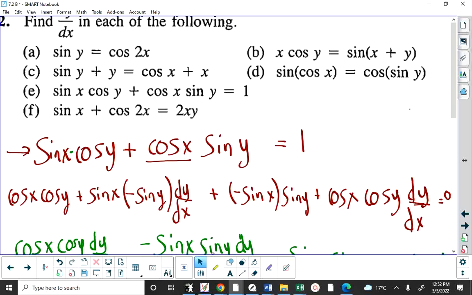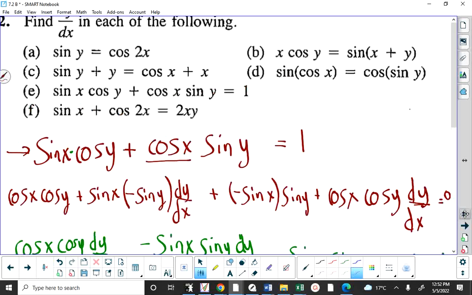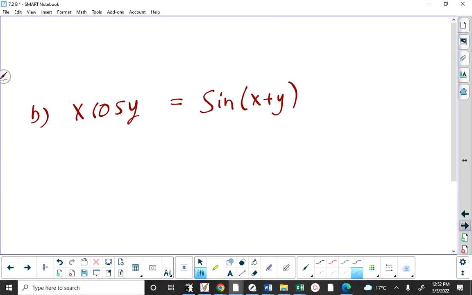Farhan? B? Mm-hmm. So x cos y equals sine of x plus y. So when I differentiate the left-hand side here, Farhan, I'm going to have to use the product rule because I have x multiplied by something. The derivative of x is 1 multiplied by the second, which is cosine of y, plus the first, which is x, multiplied by the derivative of the second, which is negative sine of y, times dy dx.